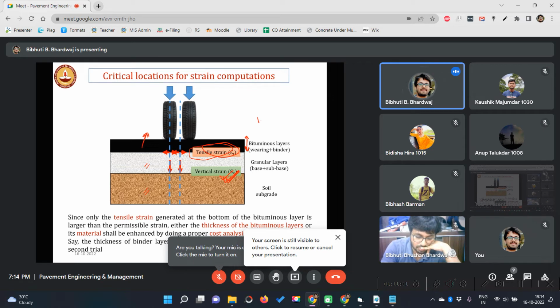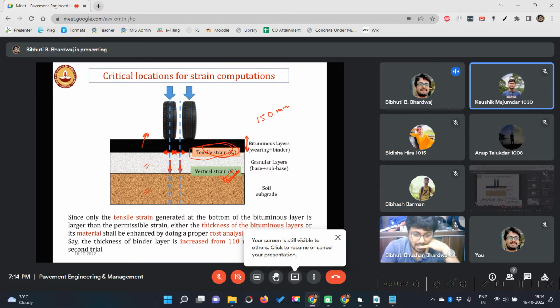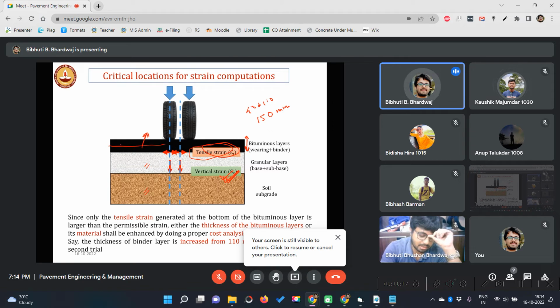Thickness. Earlier you took how much? What was the earlier thickness? 150 mm, right? And it was 40 plus 110, right? Yes, sir. 40 plus 110. There are two layers, remember. This one is 40, this one is 110. Together it was 150. So now you have to increase it.